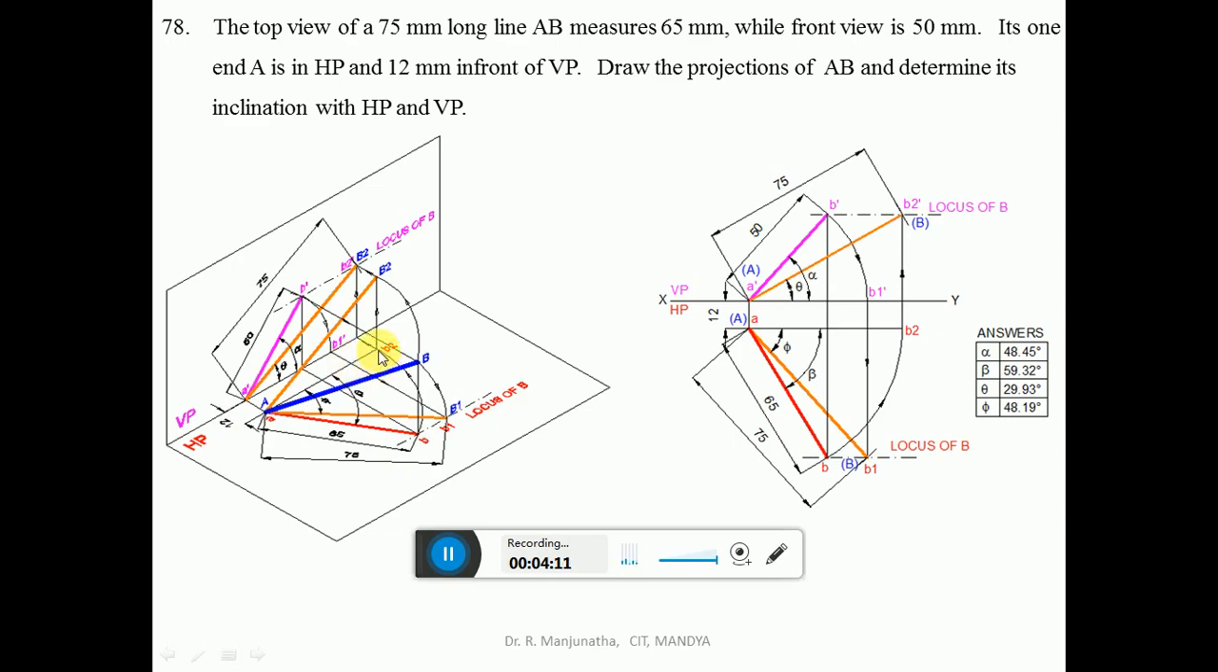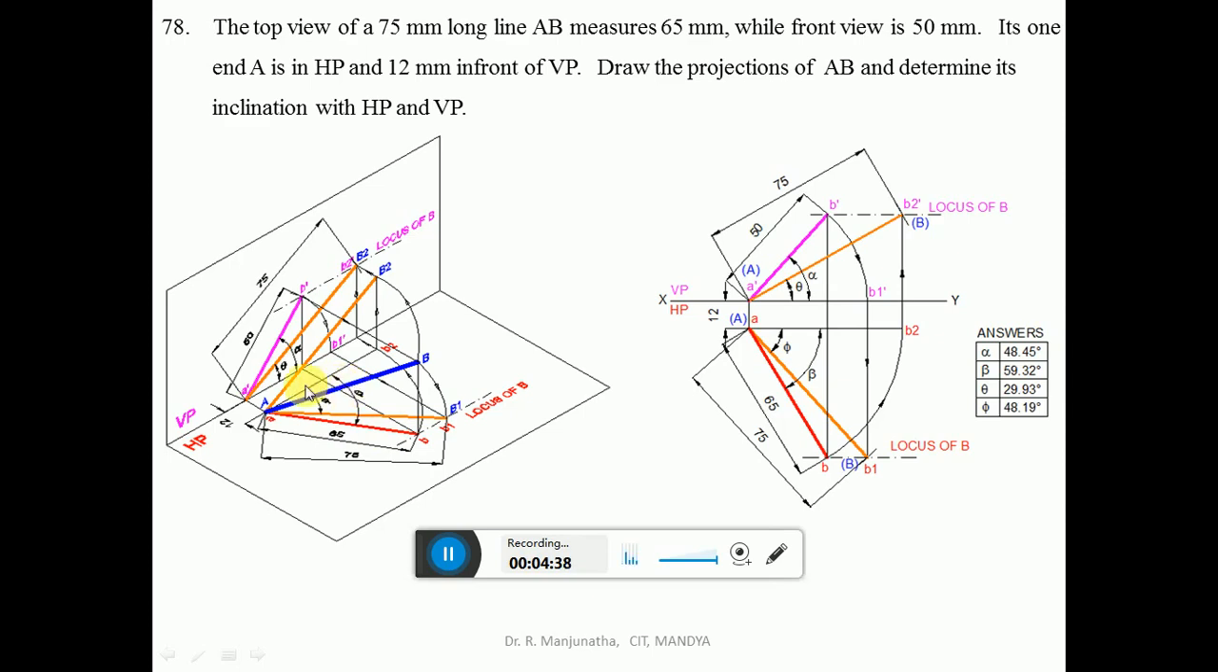But B2 should lie on this locus of B such that the length of the line AB2 should not alter. That is possible only by drawing an arc. With A as center, take the radius of AB2 and draw an arc such that it cuts the locus of B in the top view, which is at B. Then join A and B with a dark line and measure the inclination with respect to VP as beta.